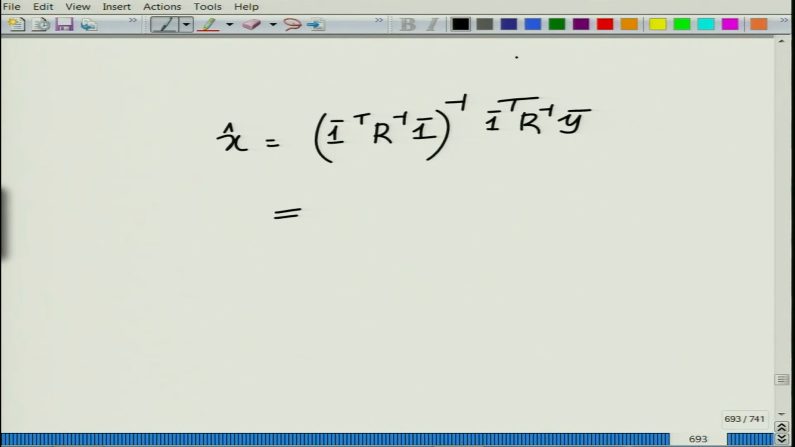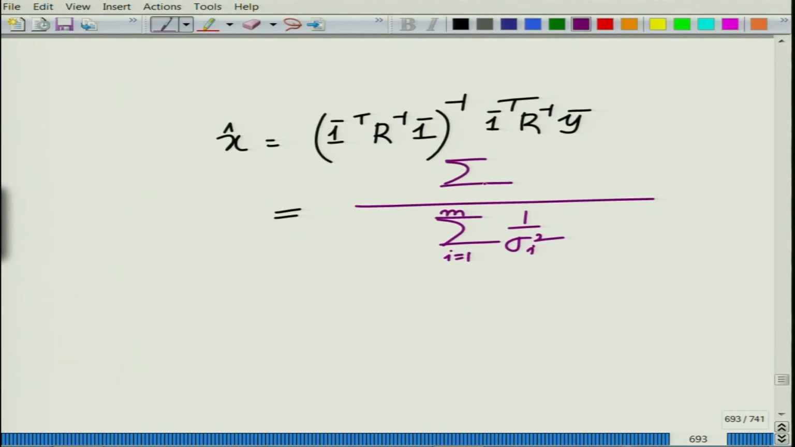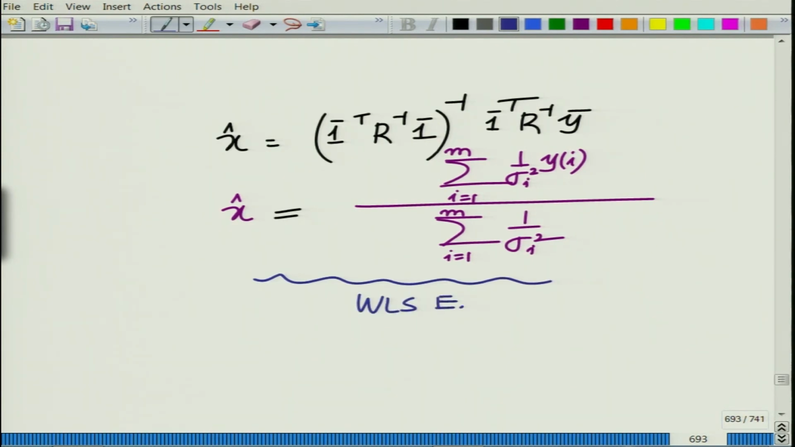Now I can write it in the following fashion. The denominator is summation i equal to 1 over m, 1 over sigma i square, and the numerator is summation i equal to 1 over m, 1 over sigma i square yi. So this is essentially your weighted least squares estimate, the WLS, for this problem with independent non-identically distributed noise.